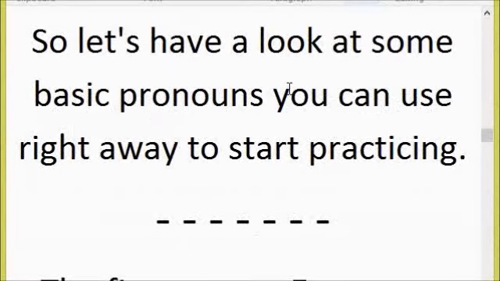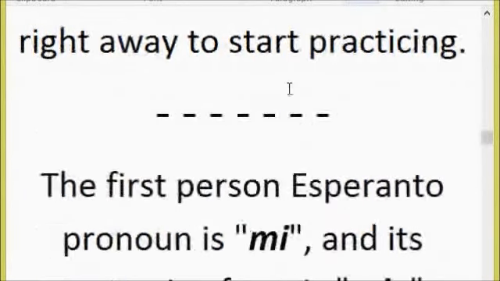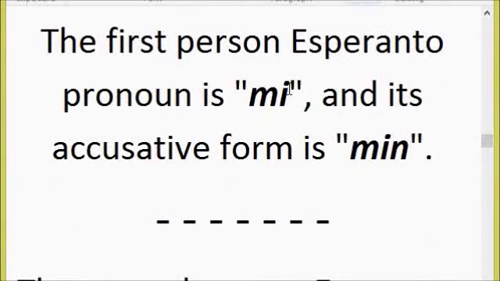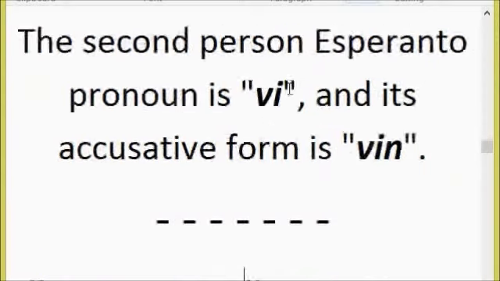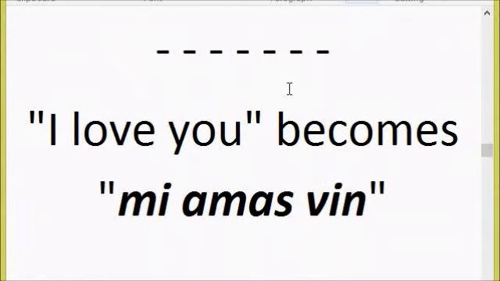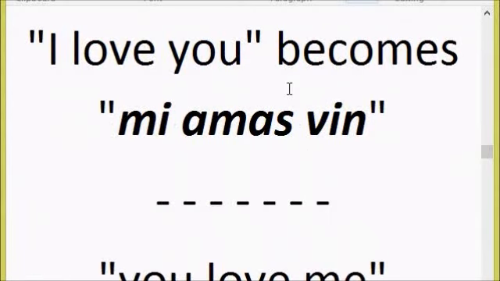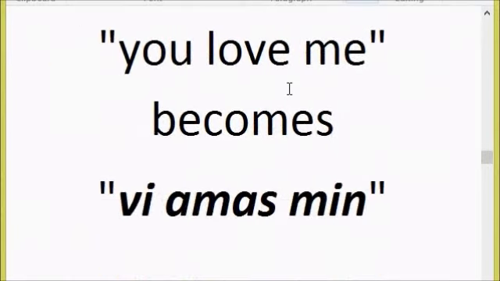So let's have a look at some basic pronouns you can use right away to start practicing. The first person Esperanto pronoun is mi, and its accusative form is min. The second person Esperanto pronoun is vi, and its accusative form is vin. I love you becomes mi amas vin. You love me becomes vi amas min.